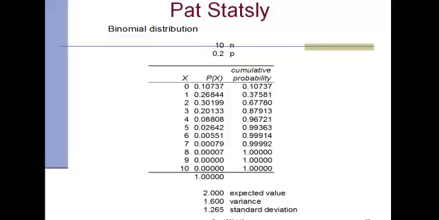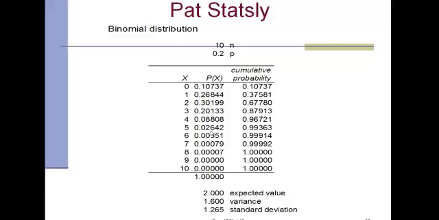The probability is 0. What's the probability of getting half of them right? Well, the probability of getting half of them right would be the probability that x equals 5. That would be 0.02642, which means there's about a 2.6% chance that Pat would get half of them correct.